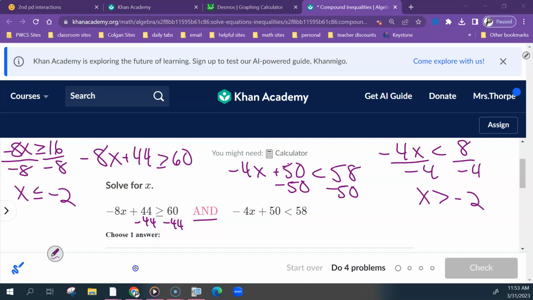Sometimes your answers will be straightforward. It will look just like what we did in class. Sometimes it'll be different, as sometimes it is. Your "and" works the same way. You're looking for where they overlap. Drawing number lines will be your friend with these.